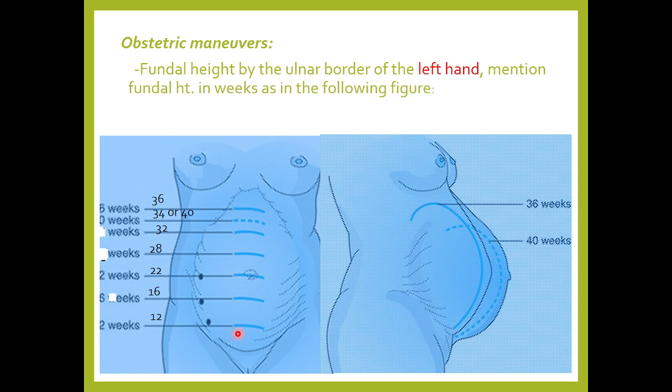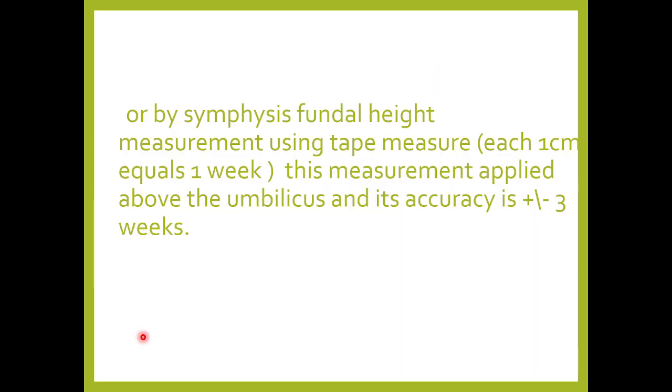When you palpate and find it at a specific point, you mention the gestational age in weeks. Or by symphysis-fundal height measurement, we use a tape measure, each 1 cm equals 1 week, and this measurement is applied only when the uterus is above the umbilicus. You should not apply it below the umbilicus because it will be a wrong measurement. The accuracy of this measurement is plus or minus 2 to 3 weeks. For example, if we find 28 weeks, this can be 25 or 31 weeks.